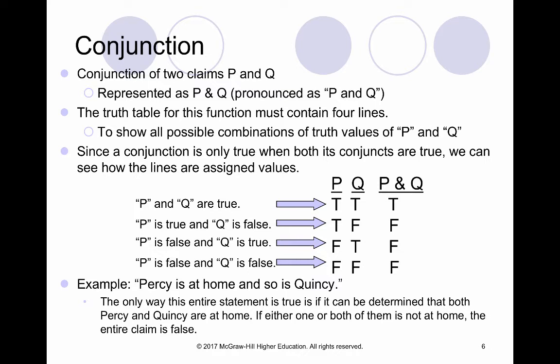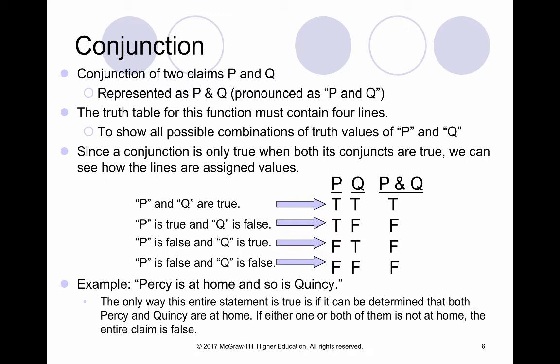So the first line, both P and Q are true, which makes the conjunction true. The second line, P is true and Q is false, which makes the conjunction false. The third line, P is false and Q is true, makes the conjunction false. And the fourth line, P is false and Q is false, also makes the conjunction false.